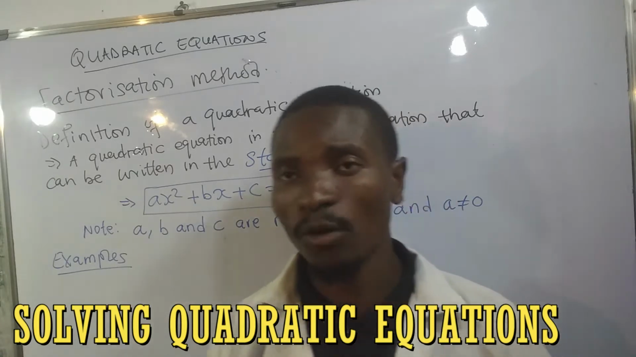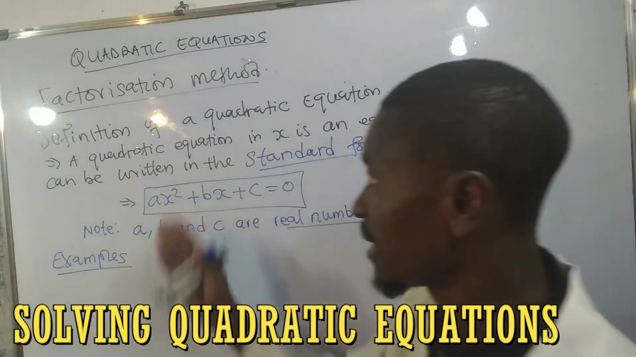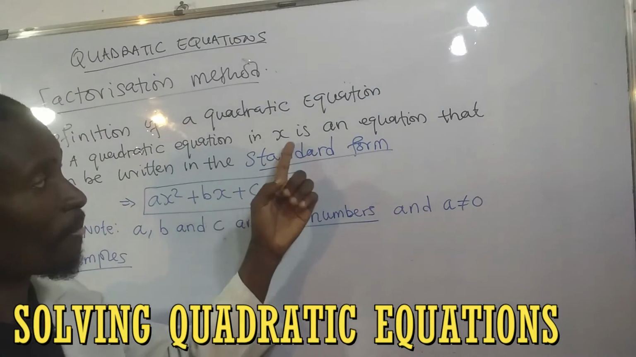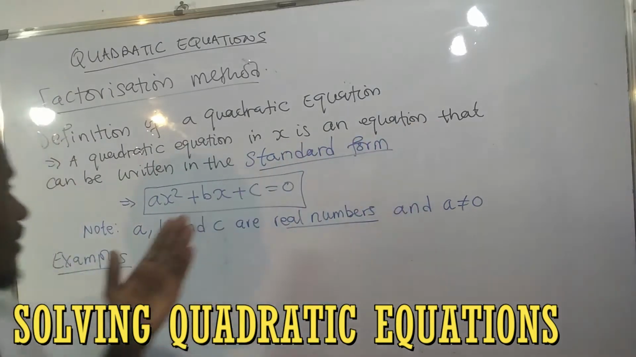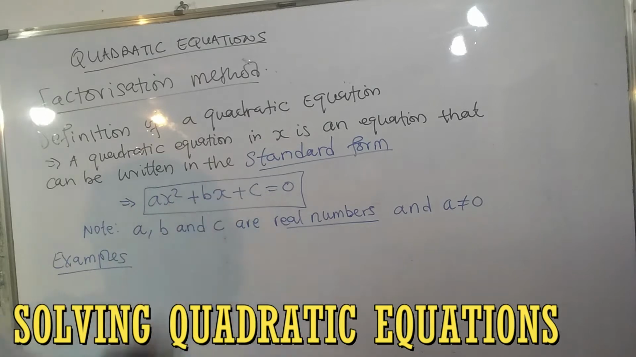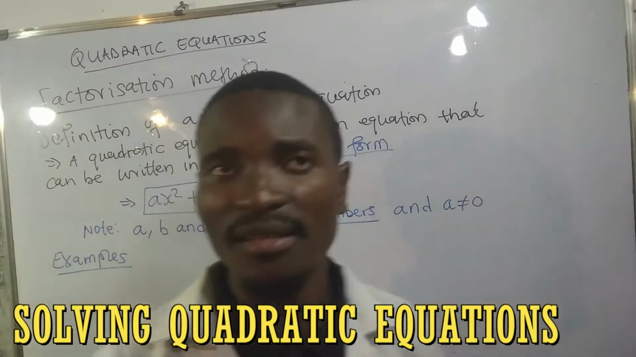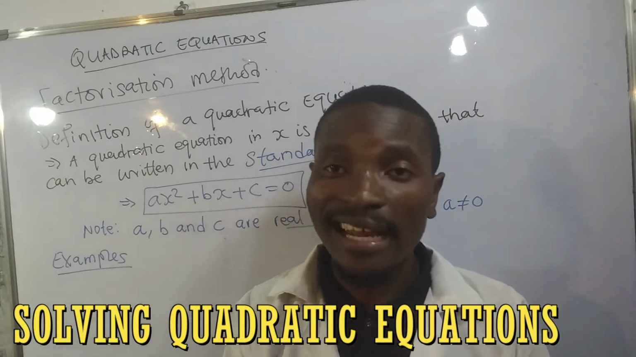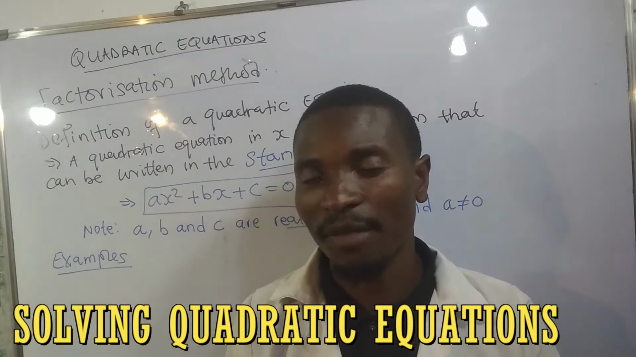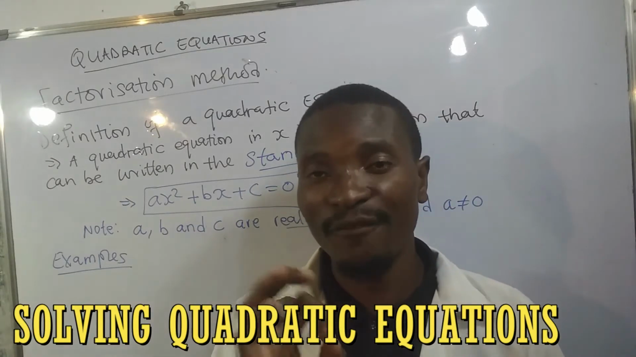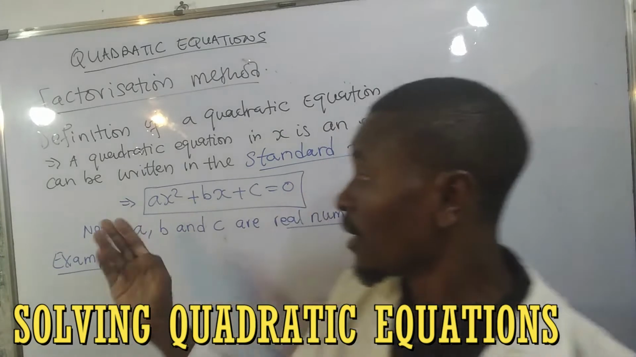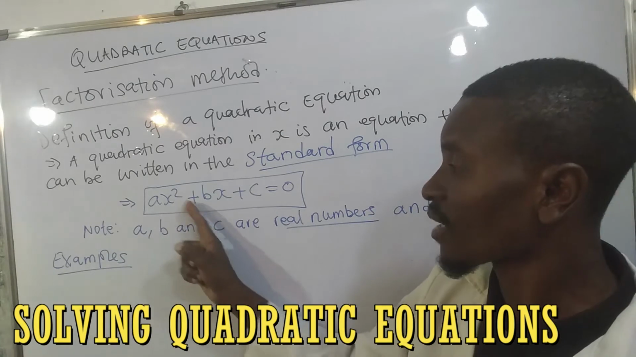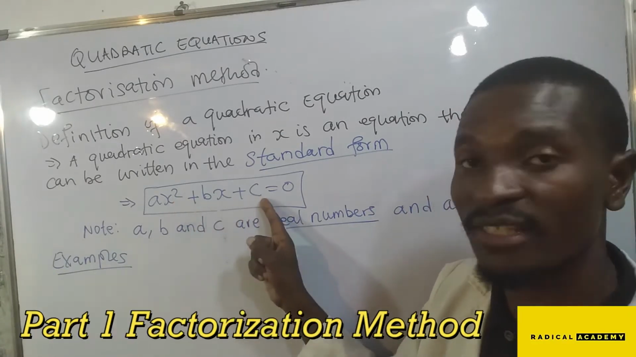Now, to introduce what a quadratic equation is: a quadratic equation is an equation in x that can be written in the standard form. The key thing is we need to understand the standard form of a quadratic equation. The standard form states that we have ax squared plus bx plus c equals 0.